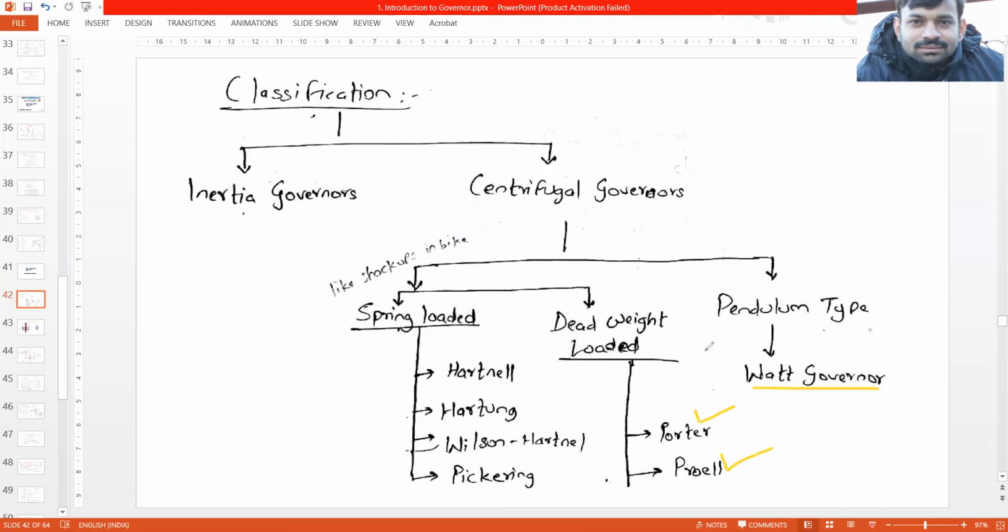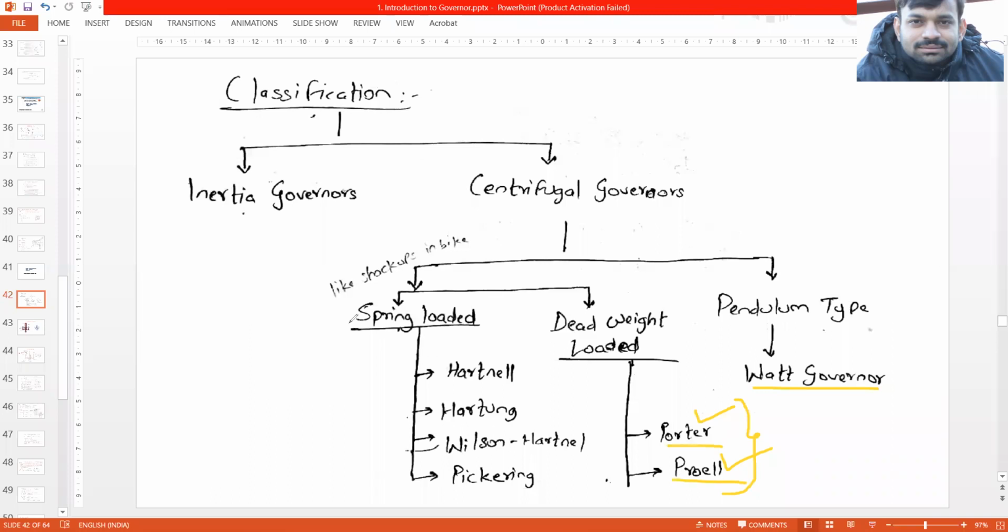The Watt governor was a pendulum type governor. It was very simple in construction and operation. It had only fly balls. There was no central load or central weight attached to the spindle over the sleeve. In the Porter governor and Powell governor, some dead weight was added over the sleeve for better control and better sensitivity of the governor. So these were dead weight type governors, that is, the Porter governor and Powell governor.